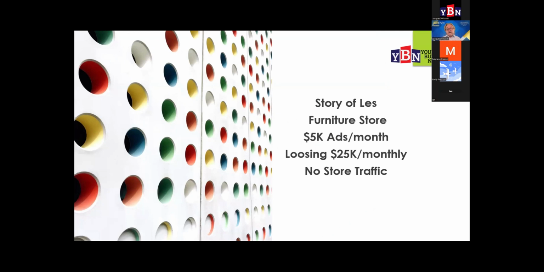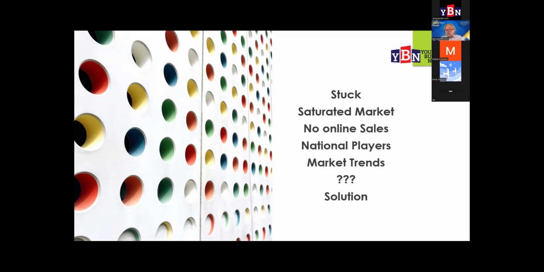And he was spending on the average about $5,000 monthly in ads. And that was spread across Google ads and also Facebook ads with a combination. And his problem is that he had no store traffic, practically no store traffic, a couple of customers a week. So he was stuck with his business. And as we all know, in the furniture business the market is saturated.